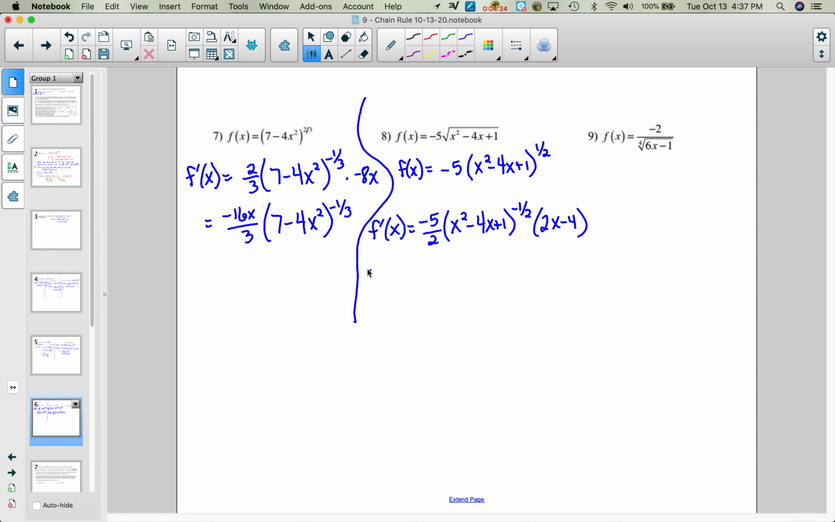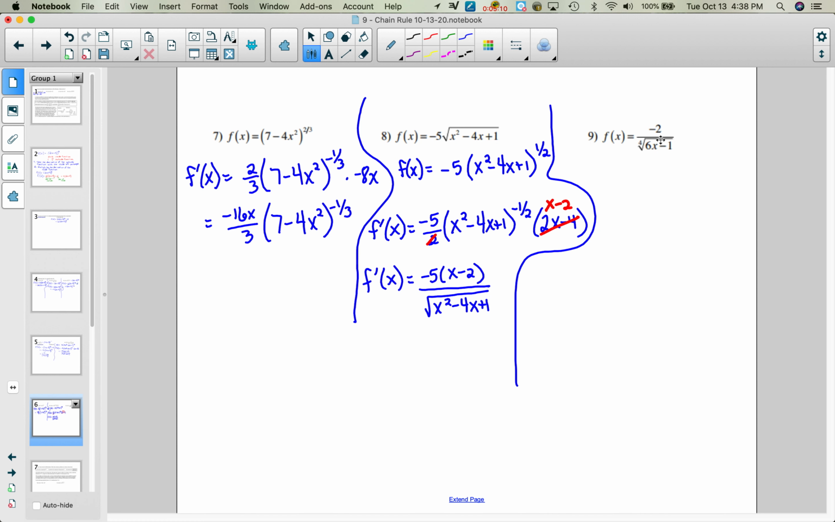So then we get, notice that I can cancel this 2 with this, and I'm going to just do it like this. So I'm going to cancel the 2, and that's going to make this an x minus 2. So now we have negative 5 times x minus 2, and I'm going to go ahead and make this the square root of x squared minus 4x plus 1. Okay?